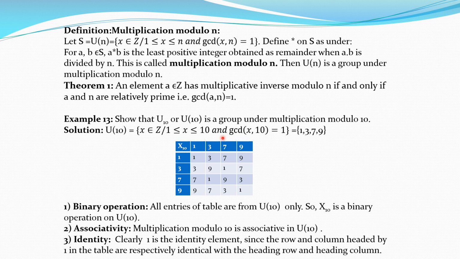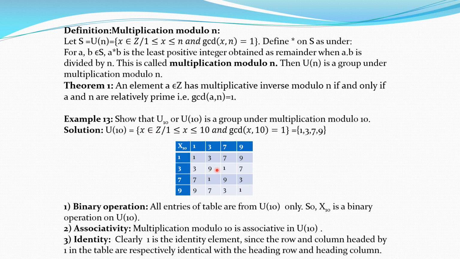As again it is a finite set, we prepare the composition table by considering 1, 3, 7, 9 as the heading row and 1, 3, 7, 9 as the heading column. Now we do the multiplication. 1 into 1 is 1, 1 into 3 is 3, 1 into 7 is 7, 1 into 9 is 9. Same way we prepare the table.